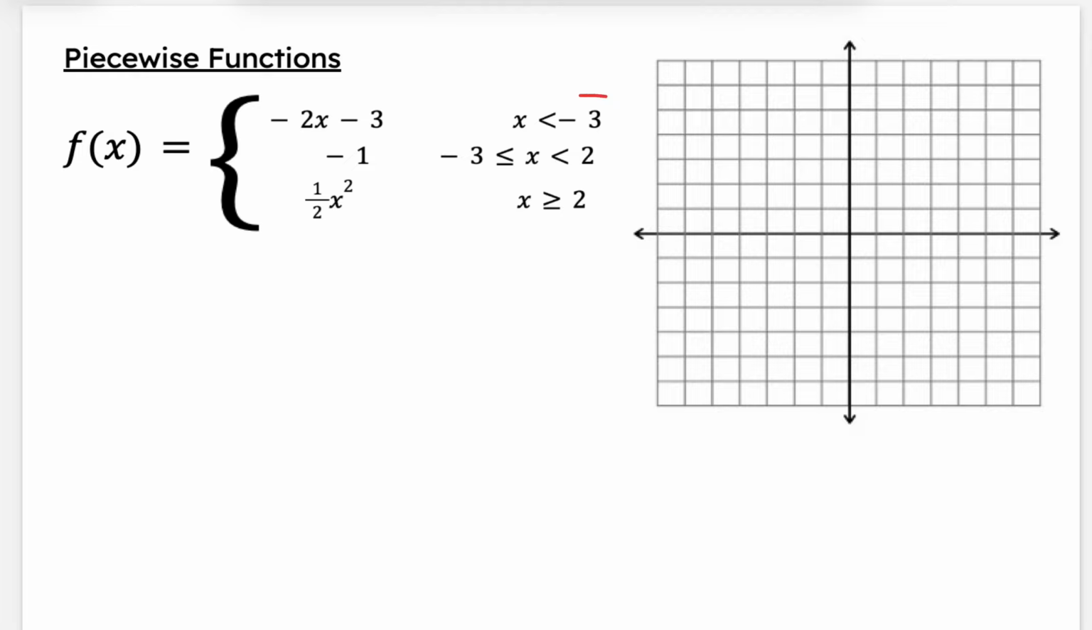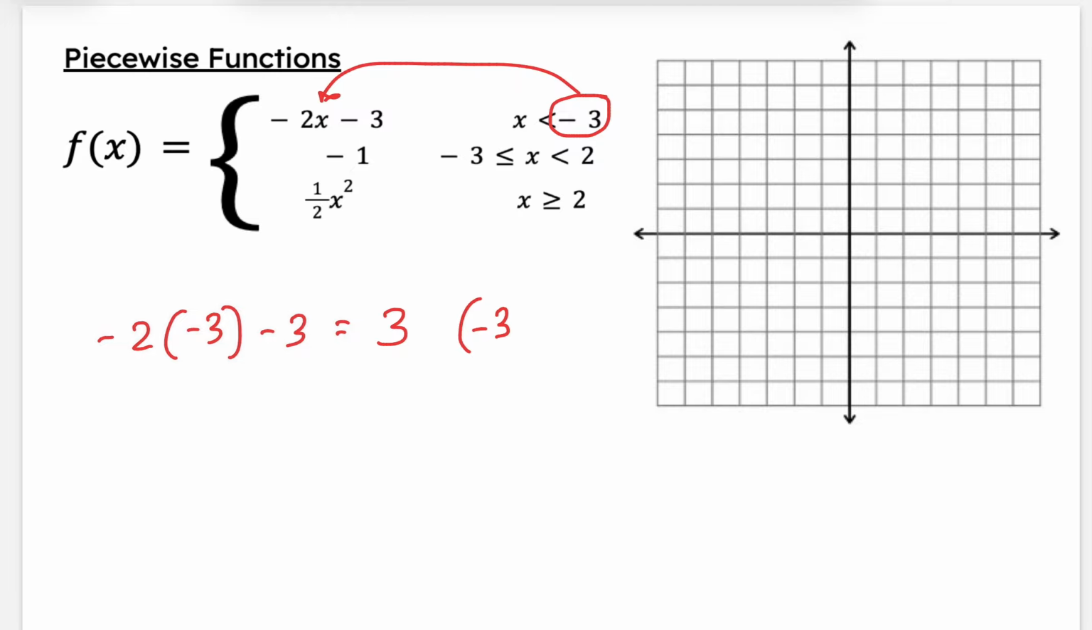So I'm going to take the -3 and plug it in right here. So -2x, negative 2 times negative 3 minus 3. That would be 6 minus 3, which is 3. So my input was -3 and my output was 3. So I know I have the point (-3, 3).